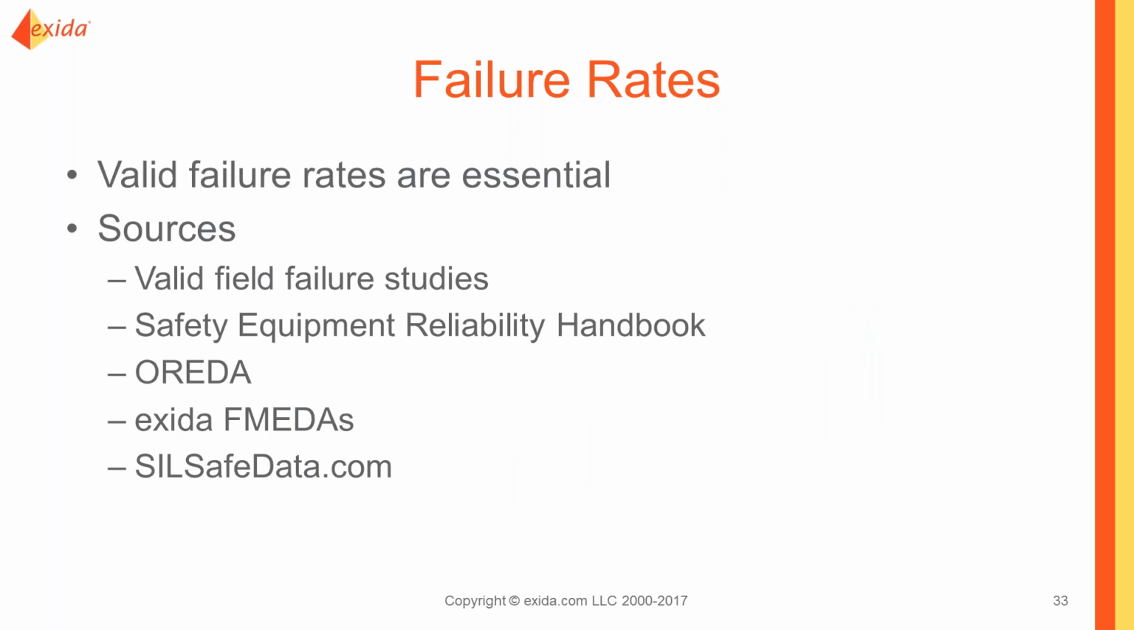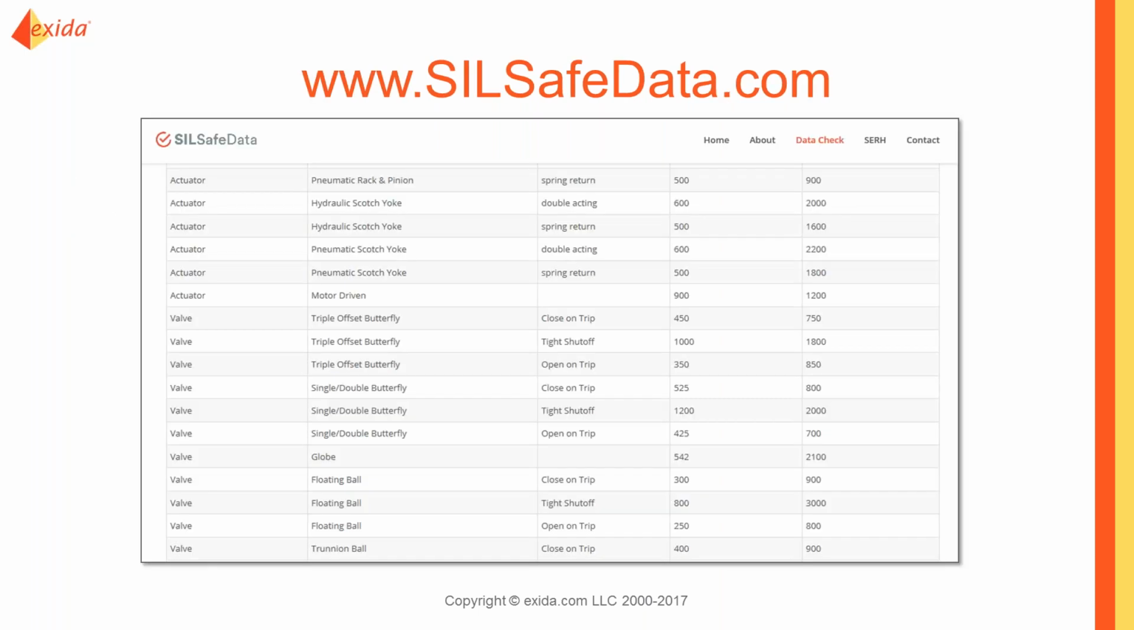Accurate failure rates are always an important thing to get. If you don't have valid failure rates going in, then you're not going to have a valid calculation or result. Sources for failure rates are valid or validated field failure studies, the Safety Equipment Reliability Handbook, a book published by Exida, or RETA publishes data, Exida specific or Exida device FMEDAs, and silsafedata.com. So silsafedata.com lists a range of what's considered to be typically a valid range for different types of equipment. So if you don't have specific data, you could use this website to get a feel.